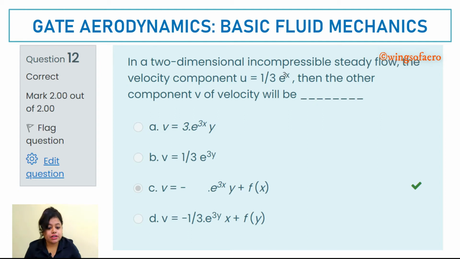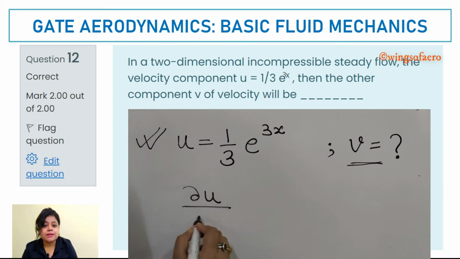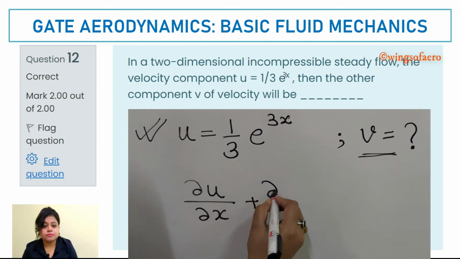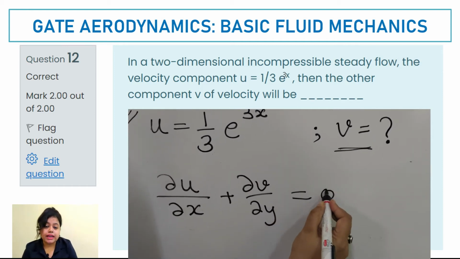In a two-dimensional incompressible steady flow, the velocity component u equals 1/3 e power 3x. Then what will the other component v of velocity be? Now, they have already declared in this question that it is a two-dimensional incompressible steady flow, and they have given the u component and you have to find the v component. Which formula can we use? Yes, we have to use the continuity equation. The formula is dou u by dou x plus dou v by dou y equal to 0.